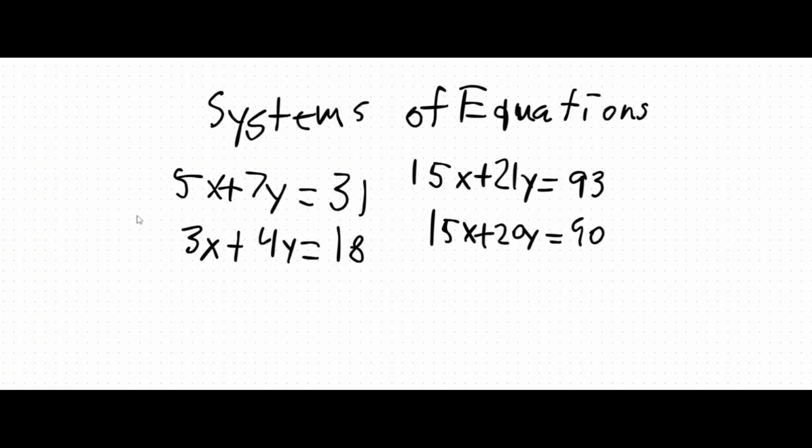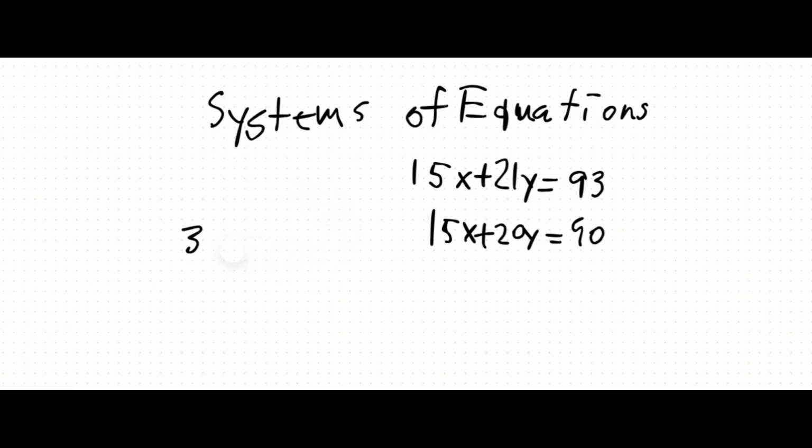Our next step is to subtract one equation from the other. So we're going to subtract the second equation from the first. Doing this gives us 0 plus 21y minus 20y, which is just y, and 93 minus 90 is just 3. So our first answer is y equals 3.